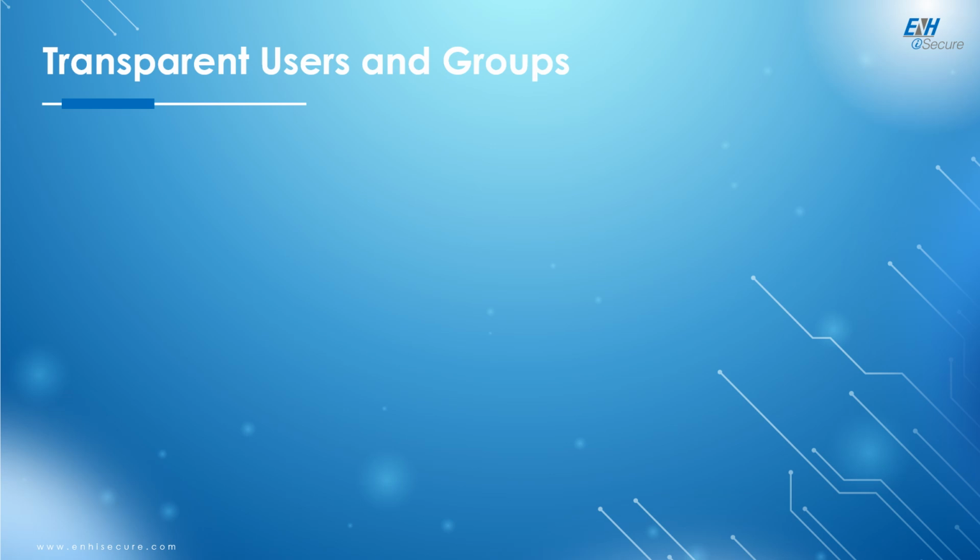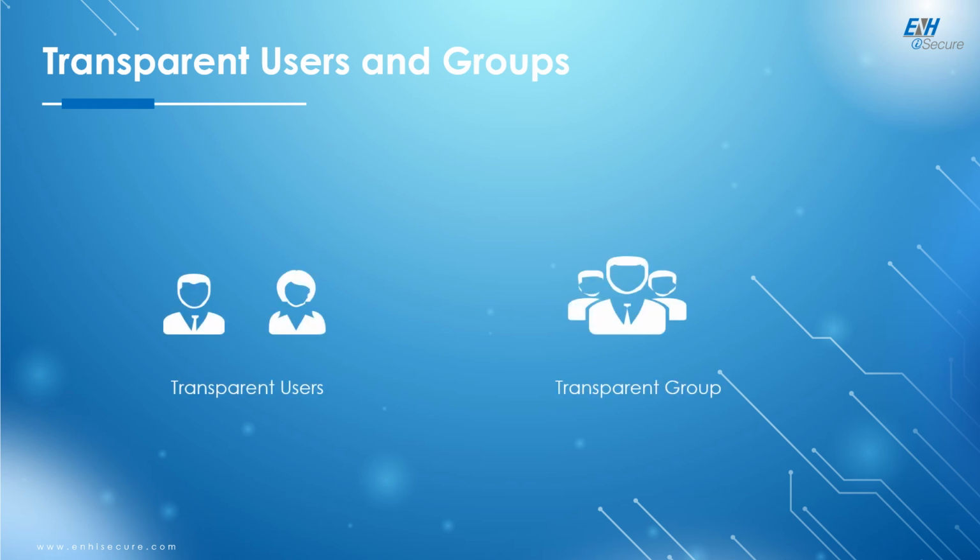Transparent users and groups. In CyberArk, transparent users and groups refer to accounts and groups automatically integrated with external directory services like Active Directory or LDAP. Transparent users are synced directly from the directory, eliminating the need for manual account creation. They log in using the directory credentials, with the changes automatically updated in CyberArk.